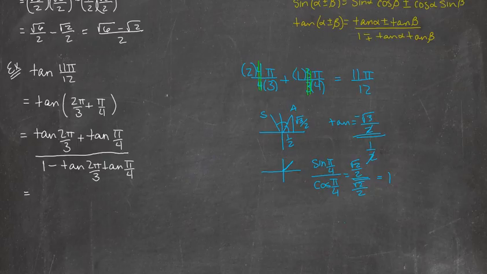So the tan of 2 pi over 3 is negative root 3 plus the tangent of pi over 4, 1, over 1 minus the tangent of 2 pi over 3, root 3, negative root 3, so turn that to a positive, times 1. And so let's clean it all up. 1 minus root 3 over 1 plus root 3.